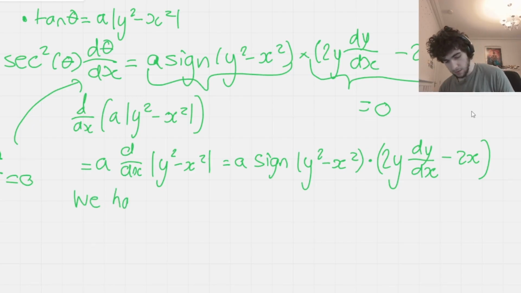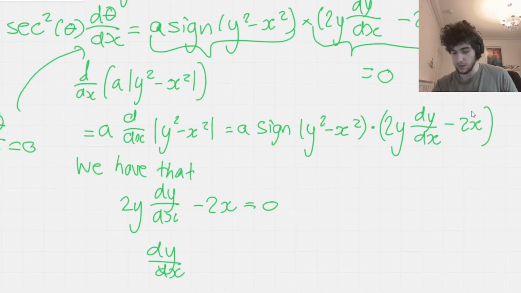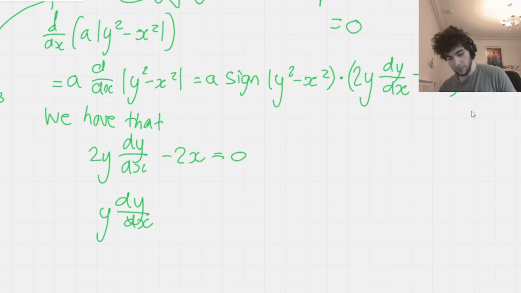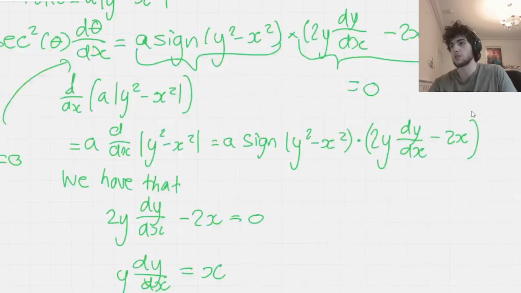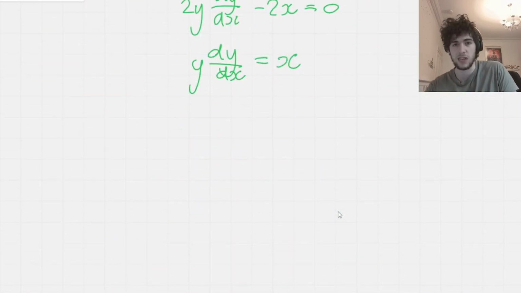So effectively what we have is that 2y dy dx minus 2x is going to be equal to 0. If we rearrange this, we get y multiplied by dy dx is simply equal to x, so we just put the 2x on one side and divide by 2. Obviously we know what dy dx is, because we figured it out in the first part of the question. This is dy dx equals minus x plus ay divided by y plus ax. We need to use that.